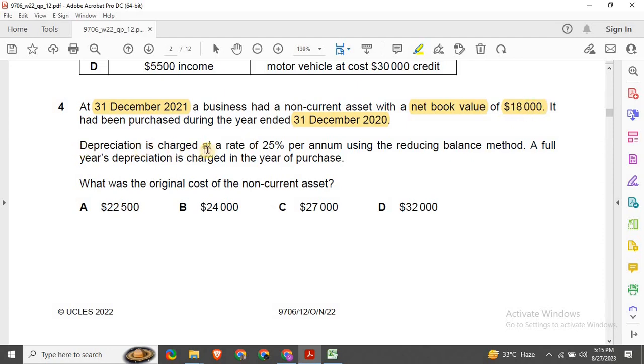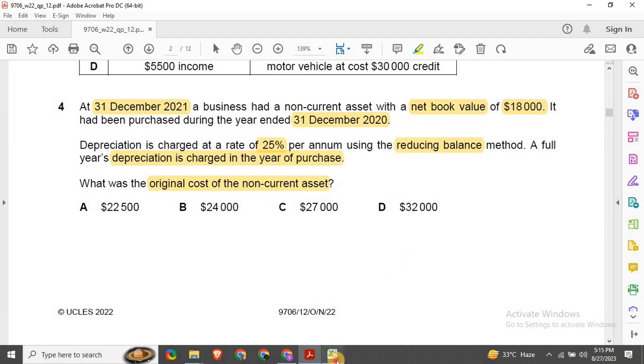Depreciation is charged at the rate of 25% per annum using the reducing balance method. A full year's depreciation is charged in the year of purchase. Okay, so we need to charge depreciation in the year of purchase. That means last year in 2020 we charged a full year's depreciation, and this year also we have charged a full year's depreciation. So the question is, what was the original cost of that non-current asset. In order to do that, we need to find out 2 years of depreciation provided on this asset, and after that depreciation the value is 18,000.